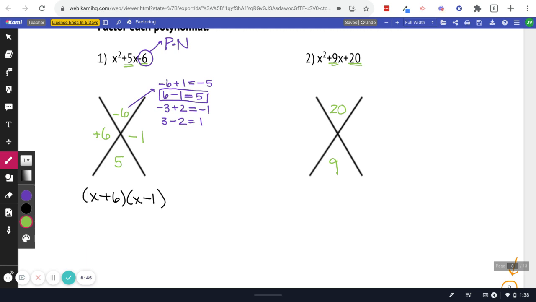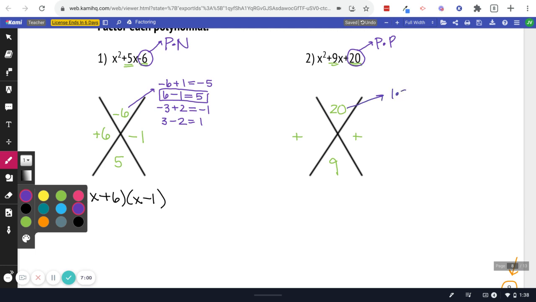Everything here is positive, which is super helpful. So we know we can do a positive times a positive, which is going to be great. That's going to make our life a little bit easier, and it's going to mean both sides are pluses here. Now, we got to get to 20. We got a lot of options.